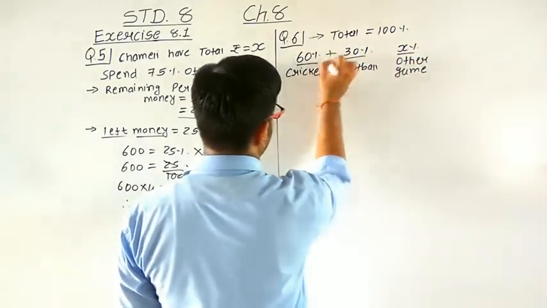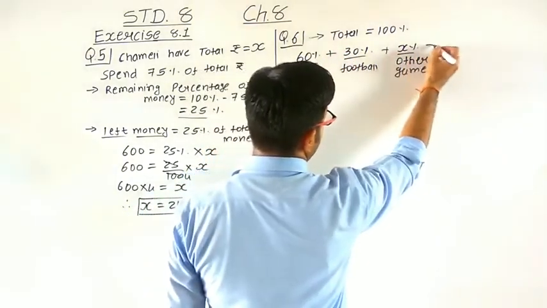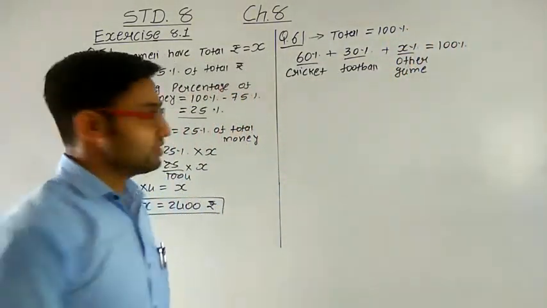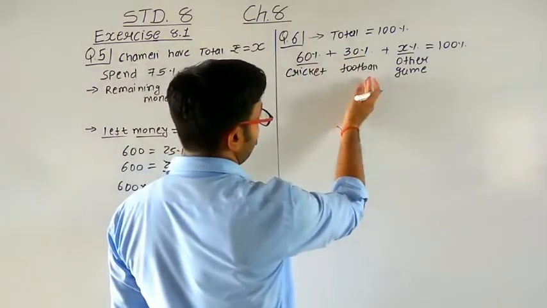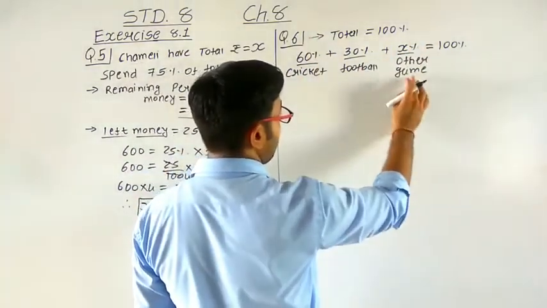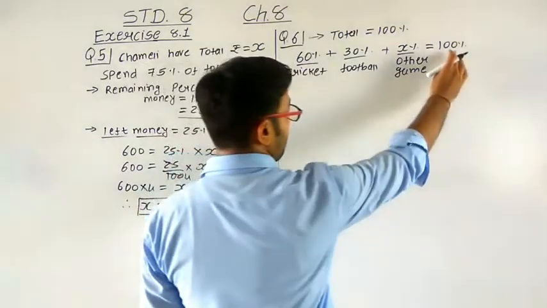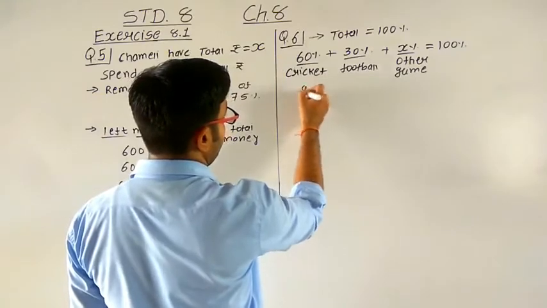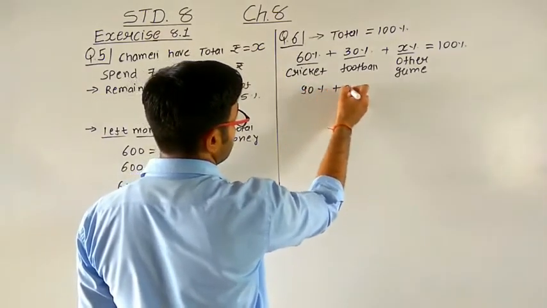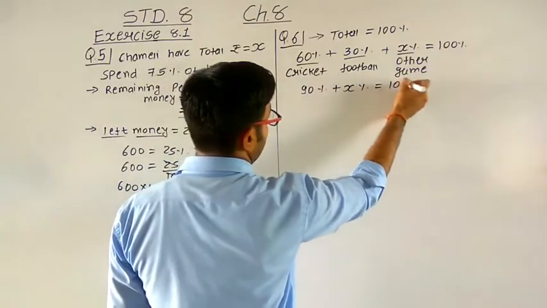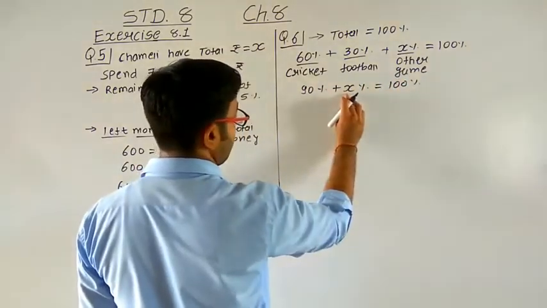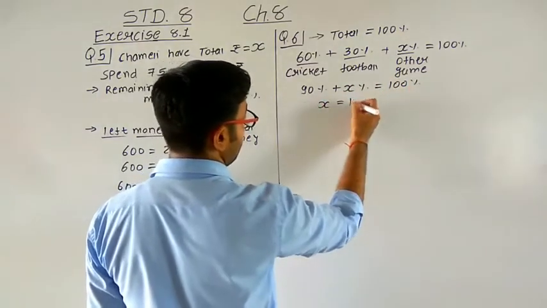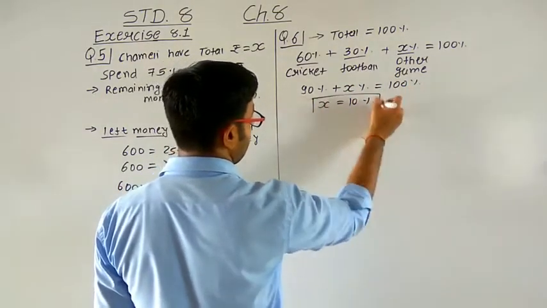So we know that if we add this 60 plus 30 plus this X percentage, the total we get is equal to 100%. It is obvious that 60% like cricket, 30% like football, so the remaining portion will like the other game, and we know that the total is equal to 100%. So if we add this, we get 90% plus X% equals 100%. If we take X as the subject, we get X equals 100 minus 90, that is equal to 10%.